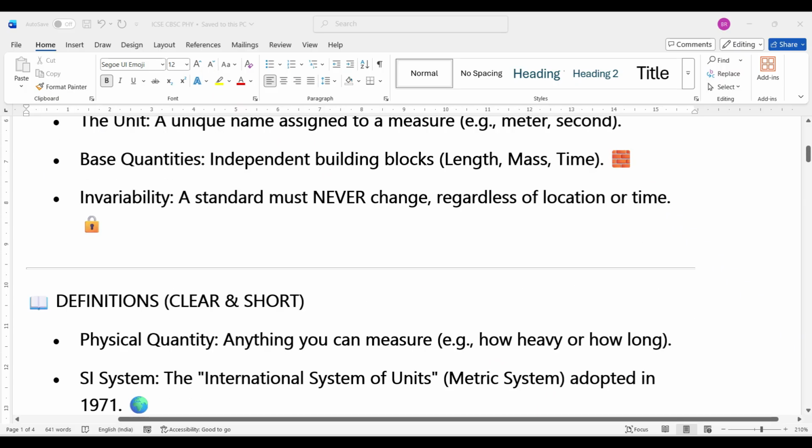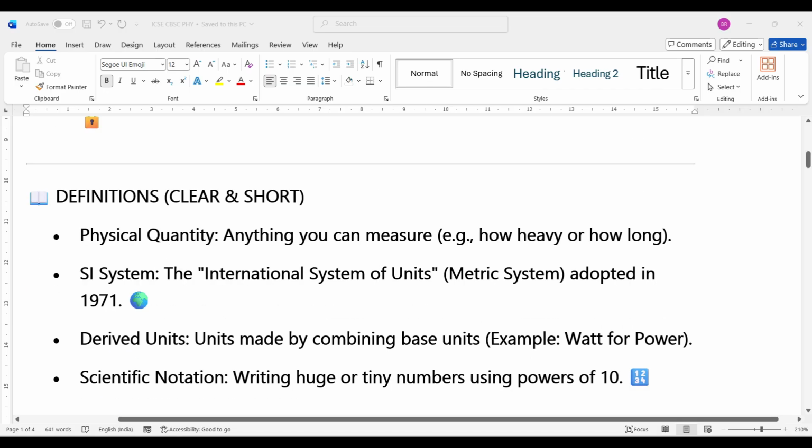Definitions, clear and short. Physical quantity, anything you can measure. Example, how heavy or how long. SI system, the International System of Units. Metric system, adopted in 1971. Derived units, units made by combining base units. Example, watt for power. Scientific notation, writing huge or tiny numbers using powers of 10.